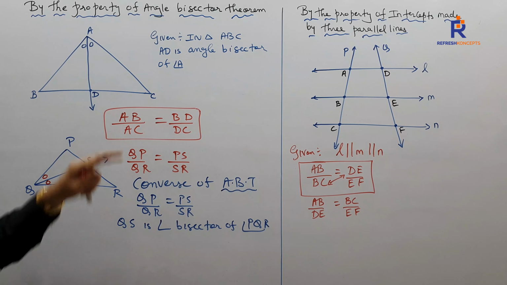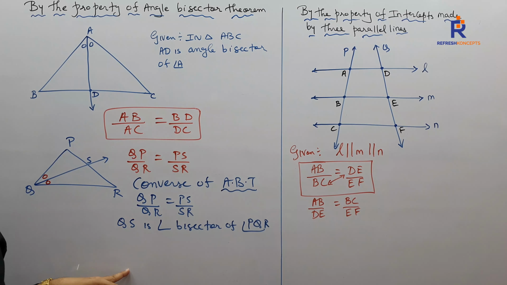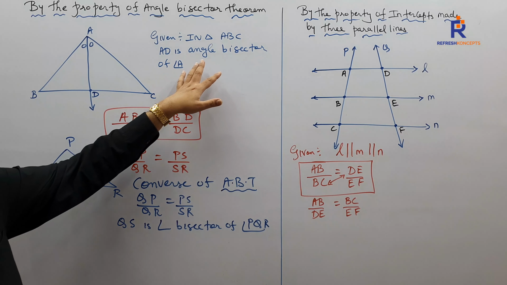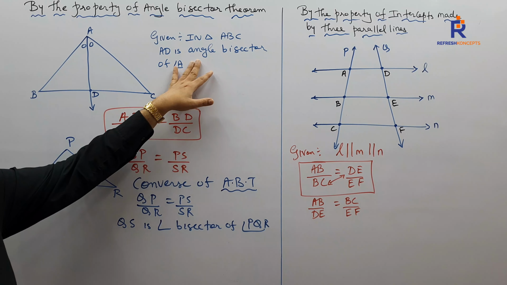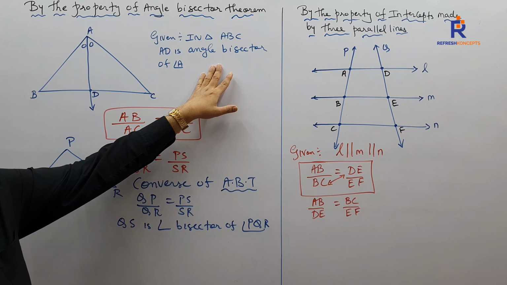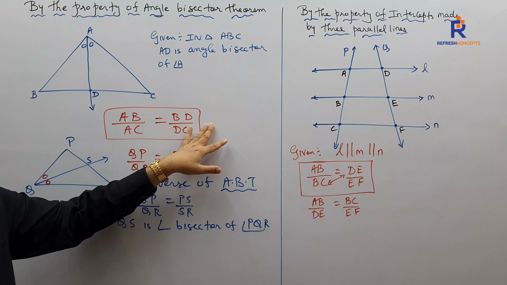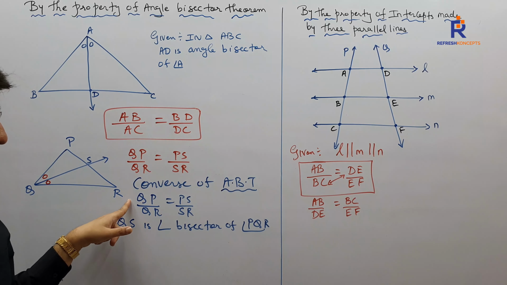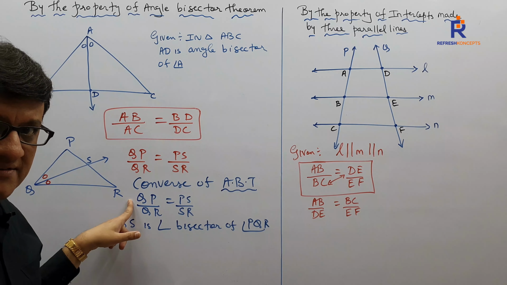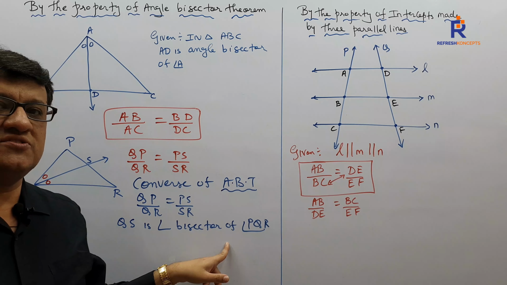So not only do we have the main theorem, but we also have its converse. What was the given thing in the main theorem? You have to have an angle bisector. If that's the case, this is the outcome. What is the converse? This will be given to you, or somehow you prove it. Then this is what you can write down as an application or to prove.